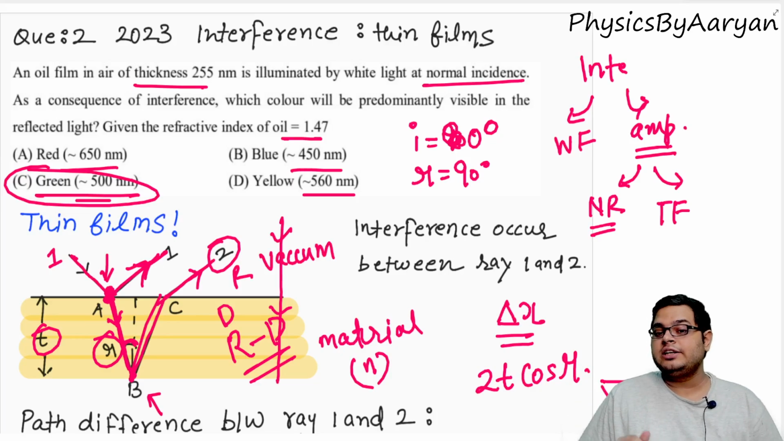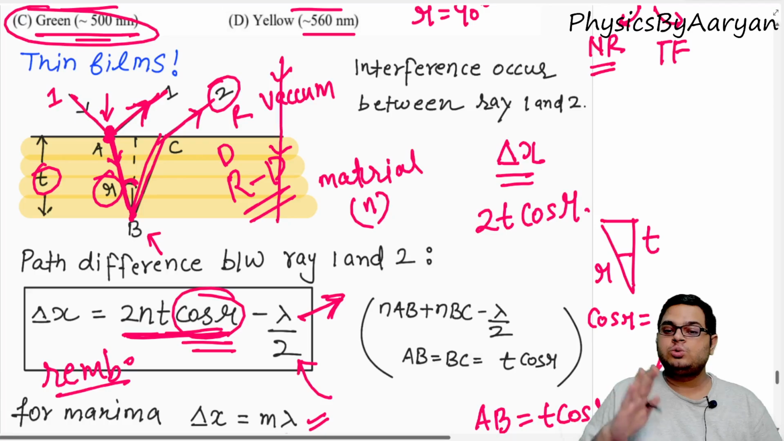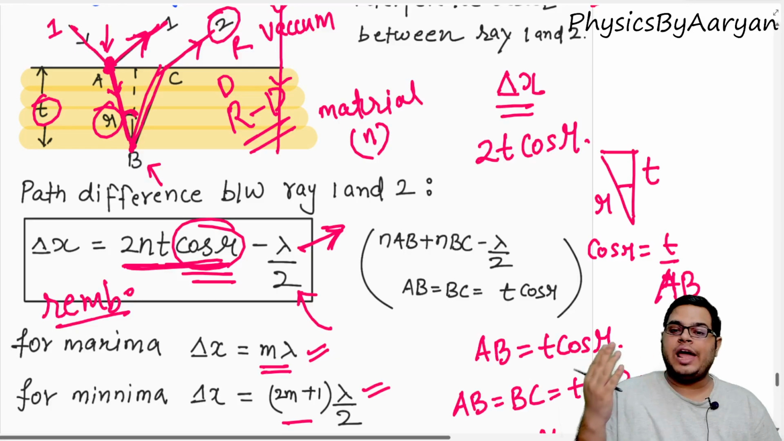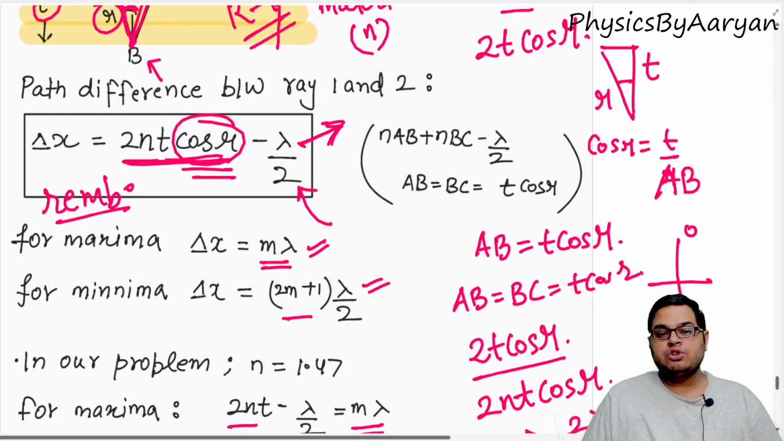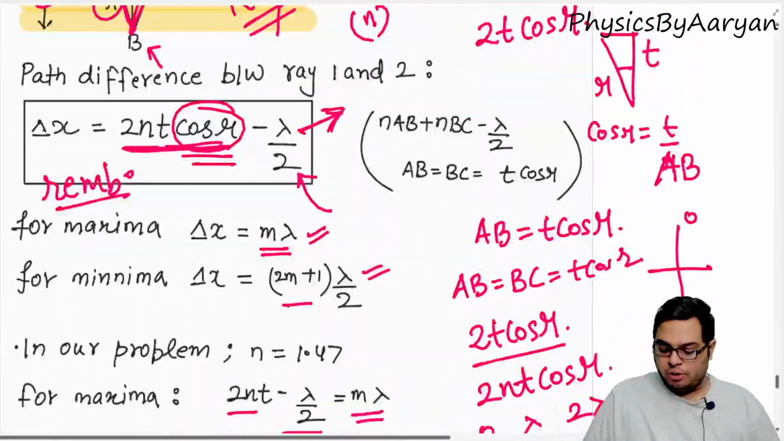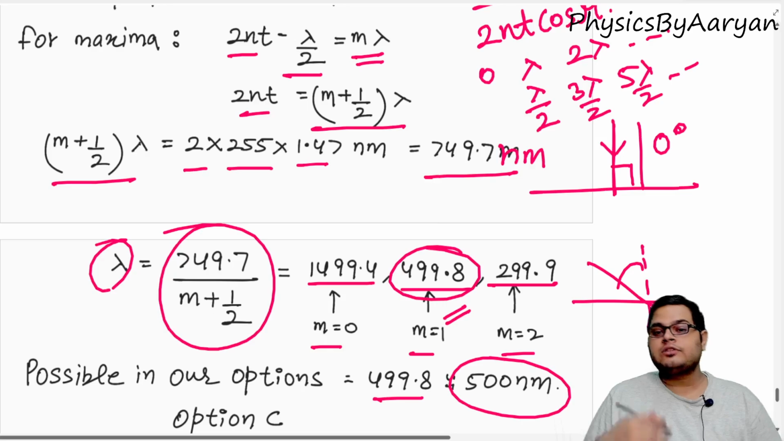So the first thing we did is we found the path difference for this thin film, which is 2 nt cos r minus lambda by 2. The second thing is we made this delta x equal to m lambda for maxima, then we solved and found different values of wavelength, and one value was within our options, and that was our final answer. So that was about thin films.